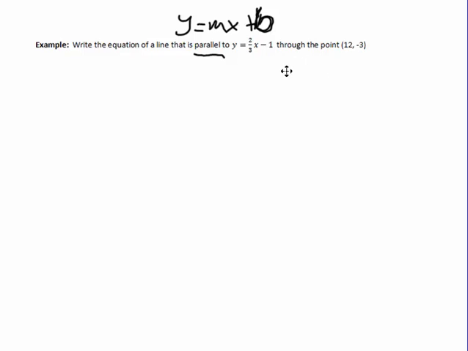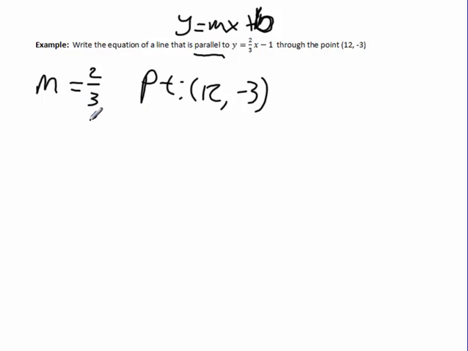Well, I don't know my y-intercept, but I can determine the slope of the new line since it's parallel and goes through that point. My new slope must have the same slope as this line. And remember, m is slope, so the slope of this line is 2/3, so the slope of my new line is going to be 2/3. And it's going to go through the point (12, -3).